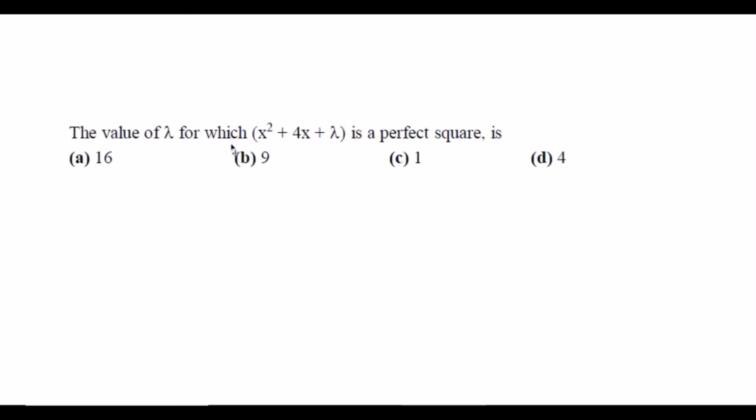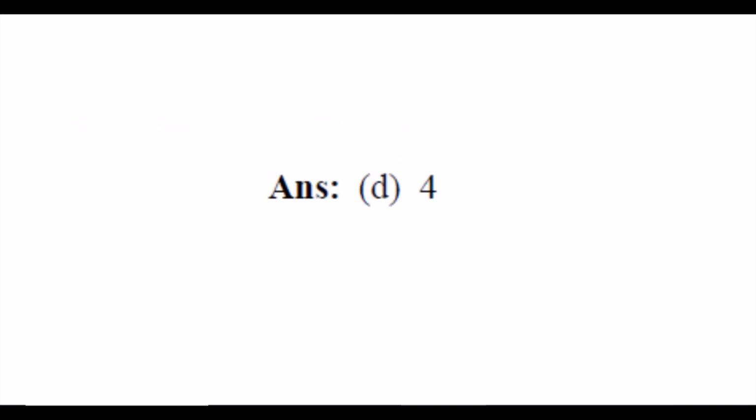Now the value of lambda for which x square plus 4x plus lambda is a perfect square. If you substitute these values for lambda, if you take lambda equal to 4, then this equation will be x square plus 4x plus 4, that is x plus 2 the whole square. It's a perfect square. So lambda is equal to 4.